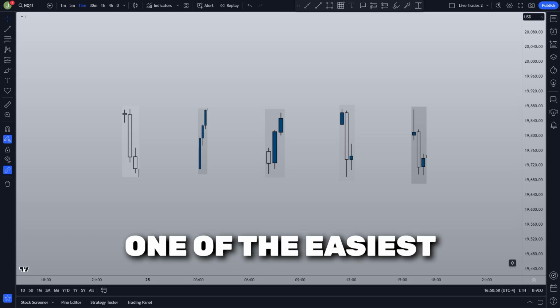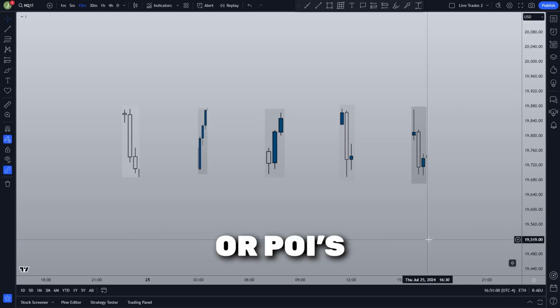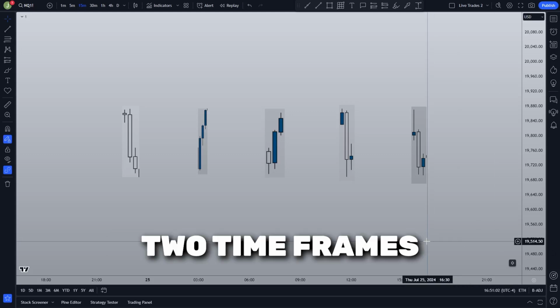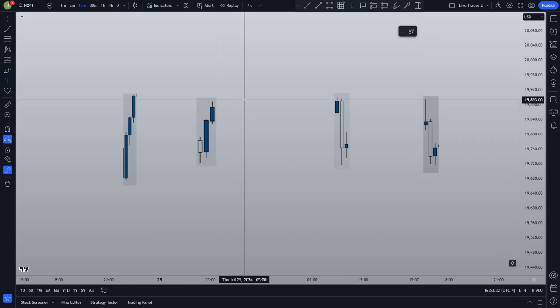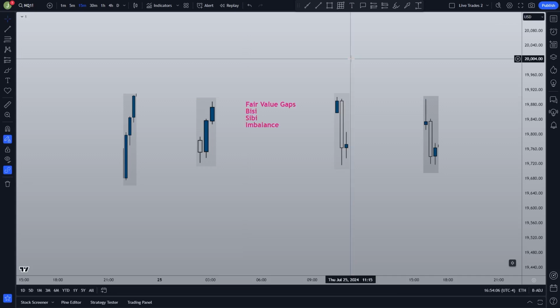Today, I want to talk about one of the easiest to find points of interest, or POIs, and how to utilize them across two timeframes to find a bias and targets for pullbacks. These 3-bar patterns go by many names: fair value gaps, BISI, SIBI, imbalance, whatever you want to call them. They provide an easy to find zone that we can rely on as traders for price action reactions.